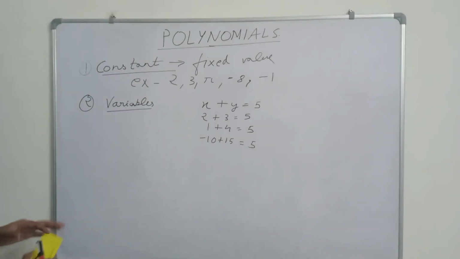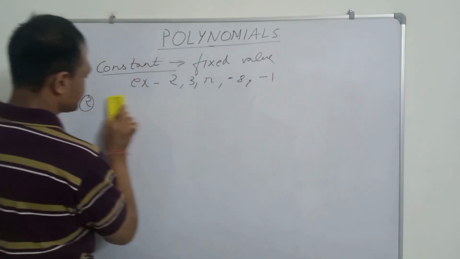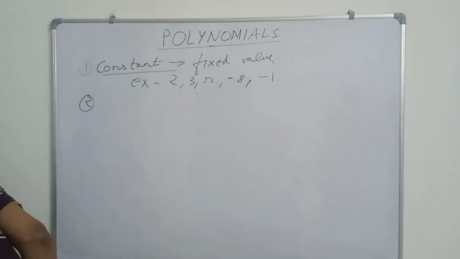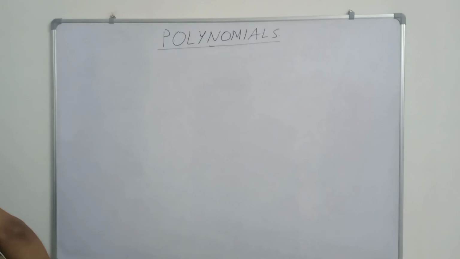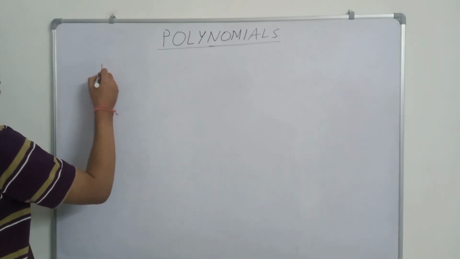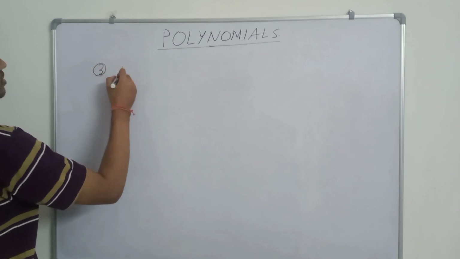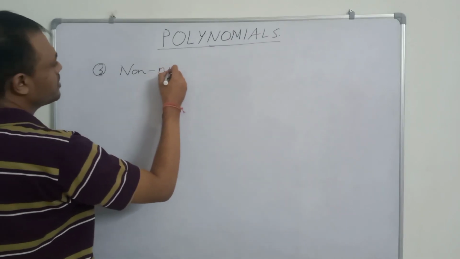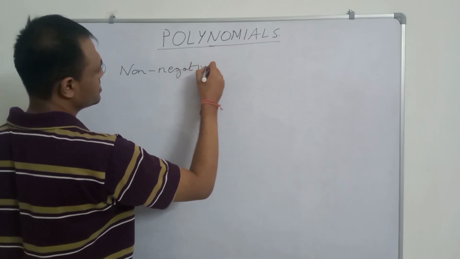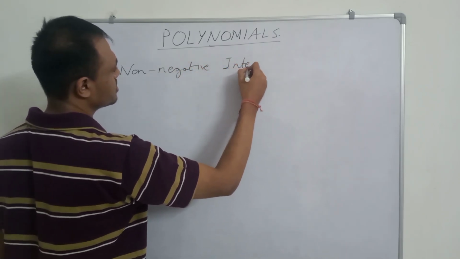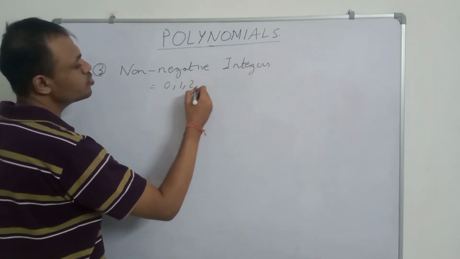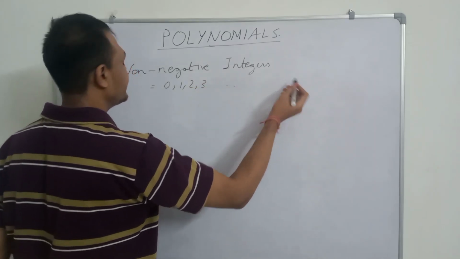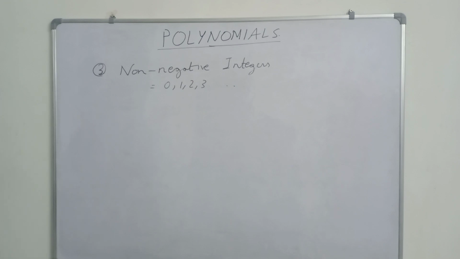Next we have non-negative integers. So non-negative integers are 0, 1, 2, 3 and so on up to infinity. So these are called the non-negative integers.